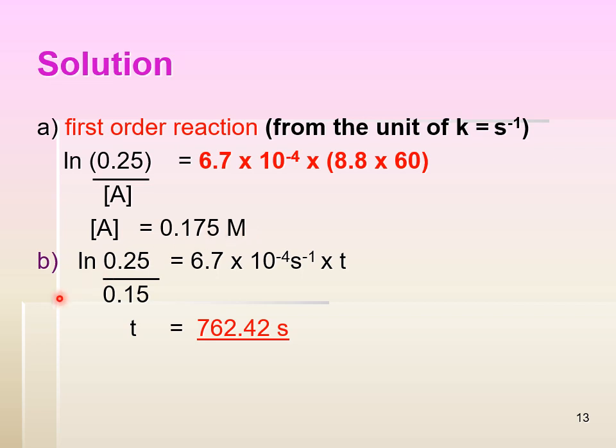And then for B, you are given A naught and A, and then you want to find T. So just give the answer in seconds.